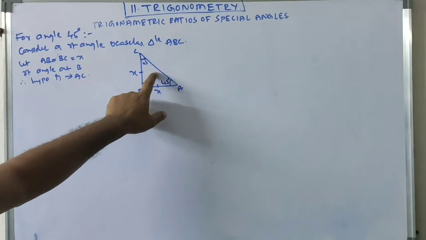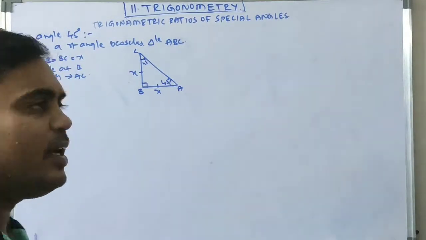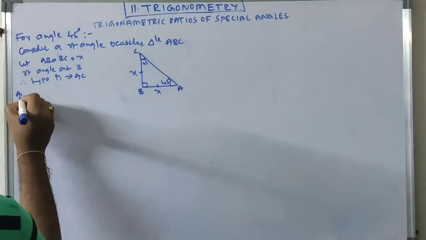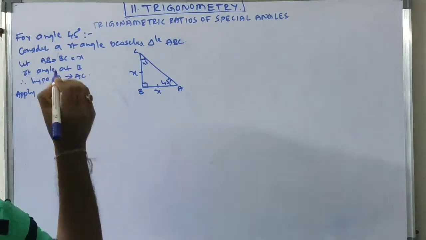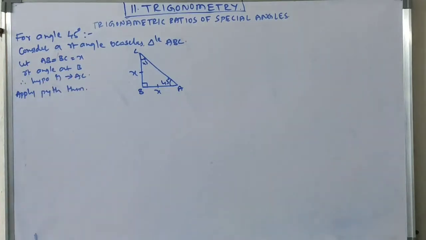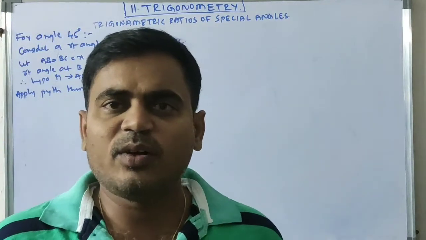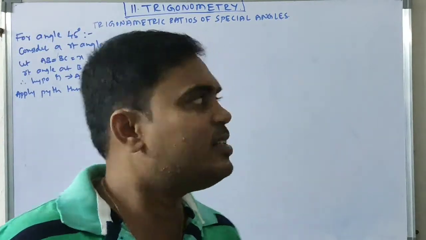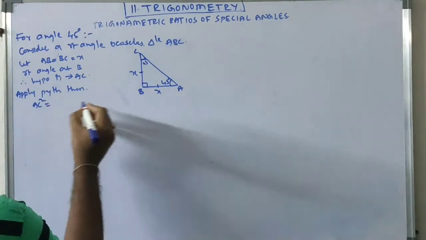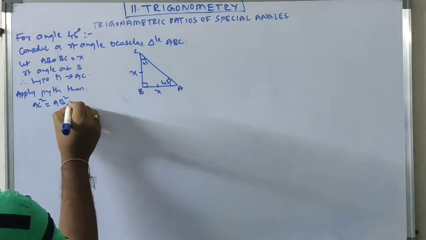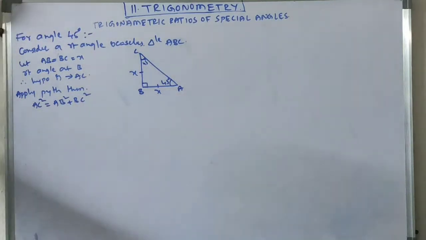This is the hypotenuse. I want to apply Pythagoras theorem. Since it is a right angle triangle, apply Pythagoras theorem. So what is the Pythagoras theorem? In a right angle triangle, the square of one side is equal to the sum of squares of the remaining sides. So AC square is equal to AB square plus BC square.